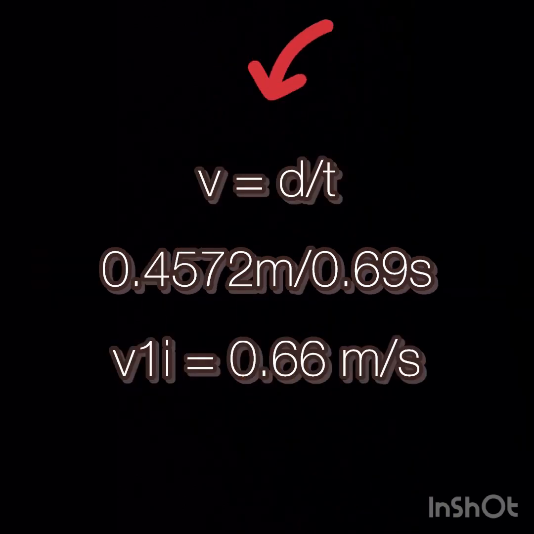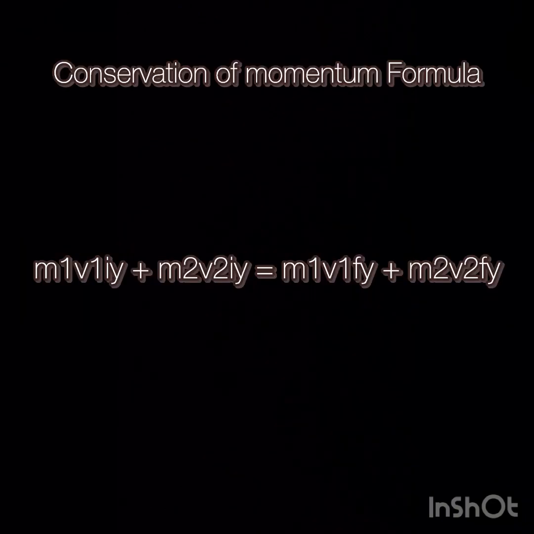To find the velocity 1 initial, we use the distance over time formula, which equaled 0.66 meters per second. To solve for the velocities in the y direction, we need to use the conservation of momentum formula. And it's important to remember that velocity 2 initial equals 0. This is because car 2 is at rest to begin.